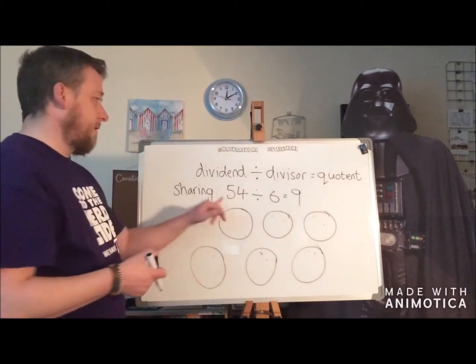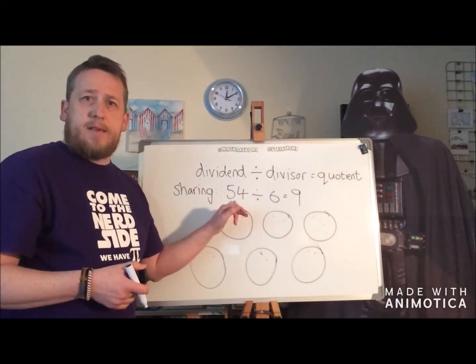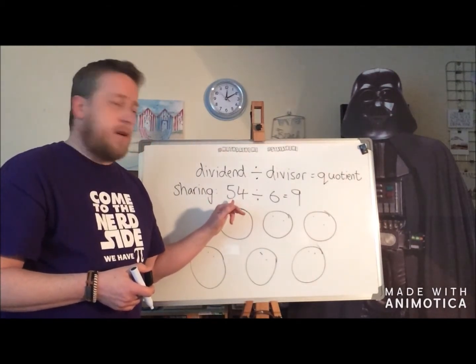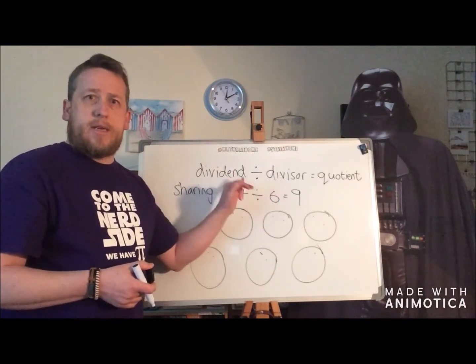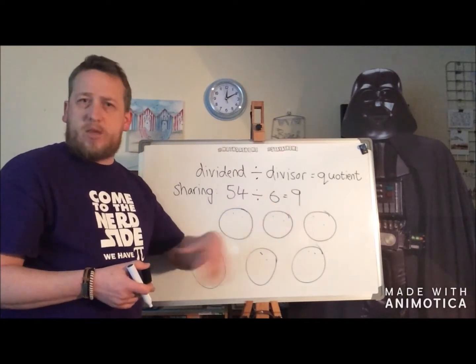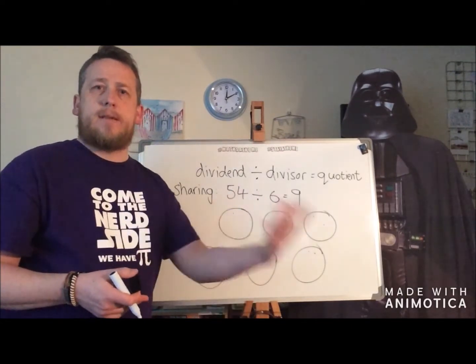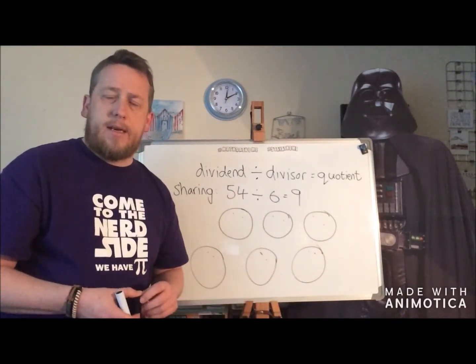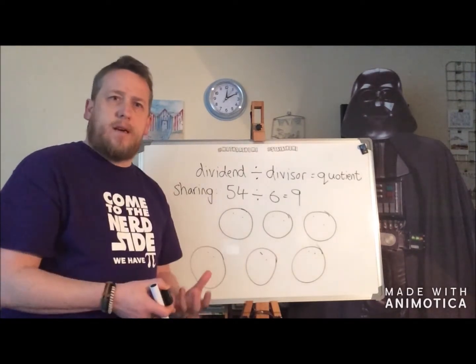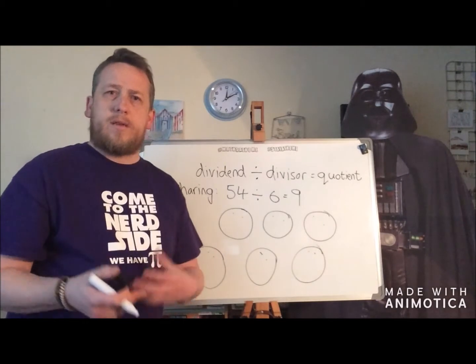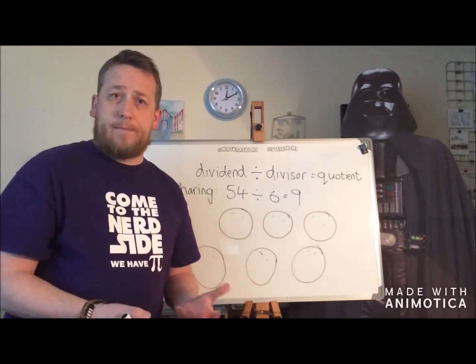So we've got our dividend, which is our 54, and we are dividing it by our divisor, which is 6. And by using sharing, we are sharing between 6 people, or 6 items. Okay, so that's our sharing. How does division differ if we use something called grouping? Well, let's have a look.